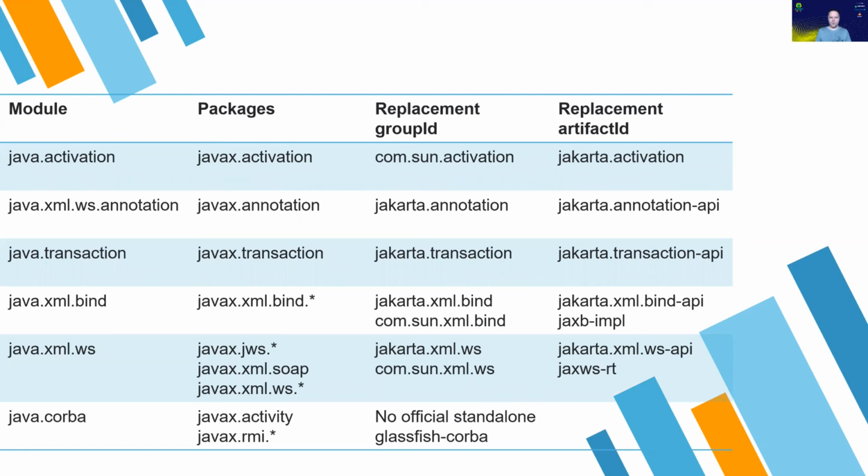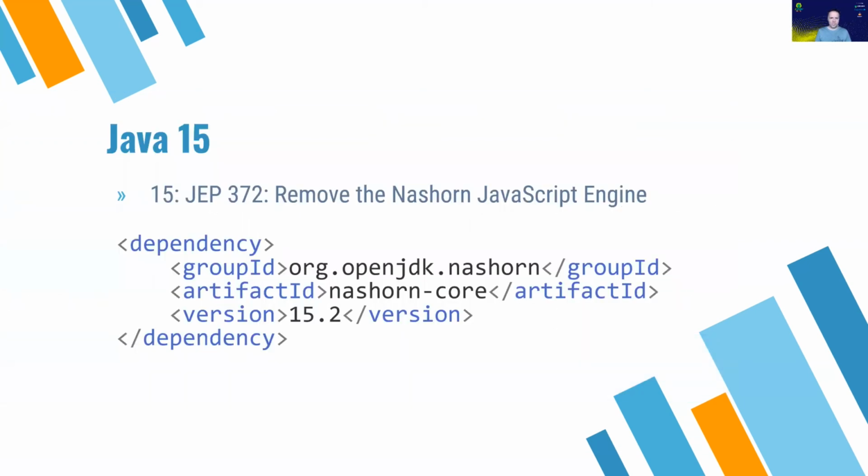This is a lot of information in one table. Most interesting ones are the first and the last column. The first column specifies the various modules such as JAXB, JAX-WS, etc. And the column on the right specifies the new artifacts that you can use for them. CORBA doesn't have an official replacement, but you can use the Glassfish CORBA implementation. Make sure that if you use JAXB or JAX-WS, that you include two dependencies, one for the API and one for the implementation. With Java 17, the Nashorn JavaScript engine was removed. However, it's very simple to add support for that by simply adding the dependency.